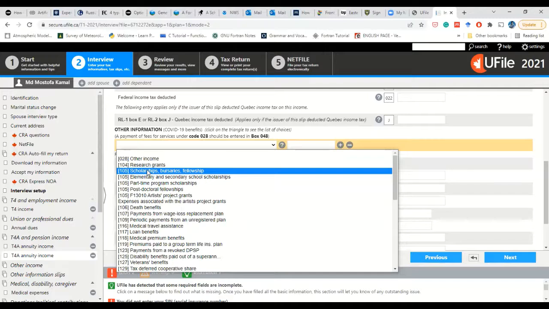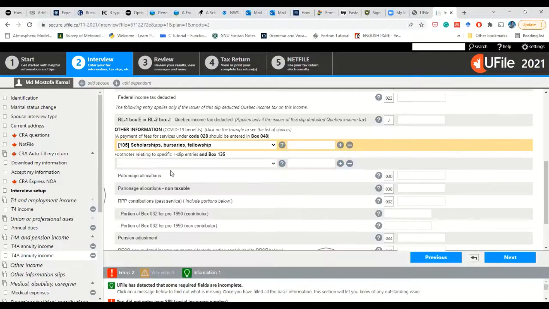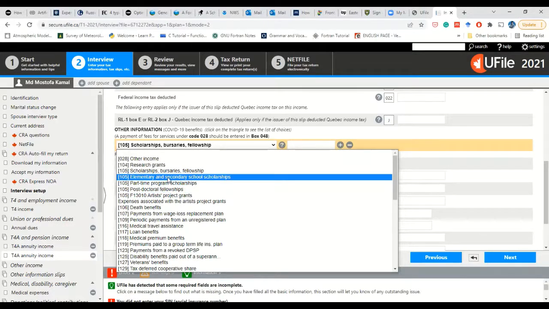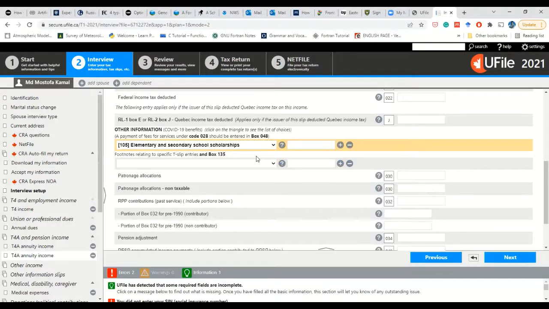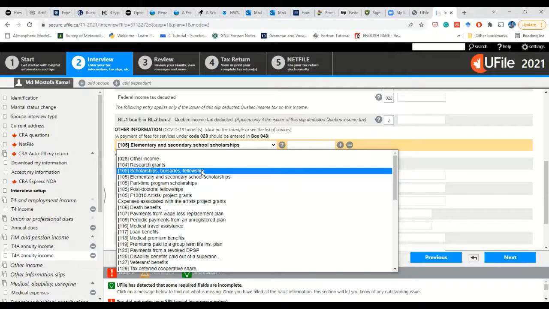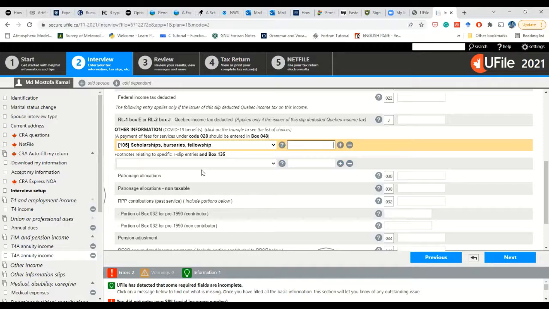For me, my income was a scholarship income, so I will choose this one. For you, let's say you get a part-time scholarship, postdoctoral fellowship, or elementary secondary school scholarship. This also depends on which kind of scholarship you receive, so select from the drop-down menu here. The number I received was around $10,666. So for me, I'll put that number here.